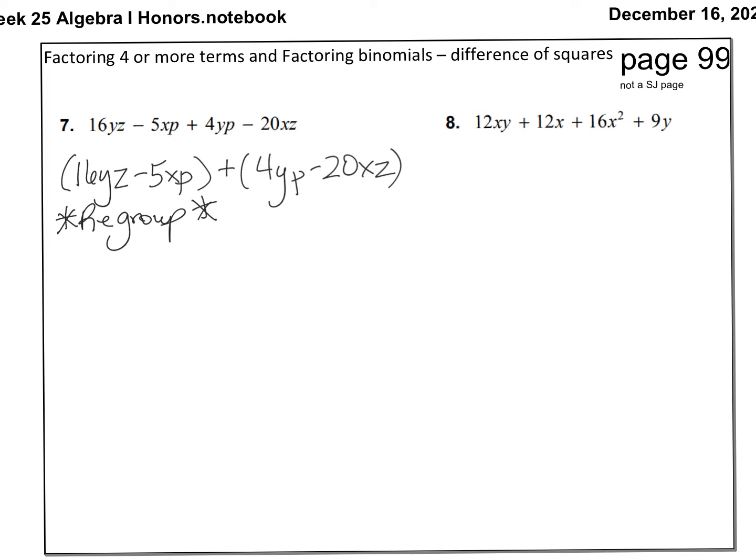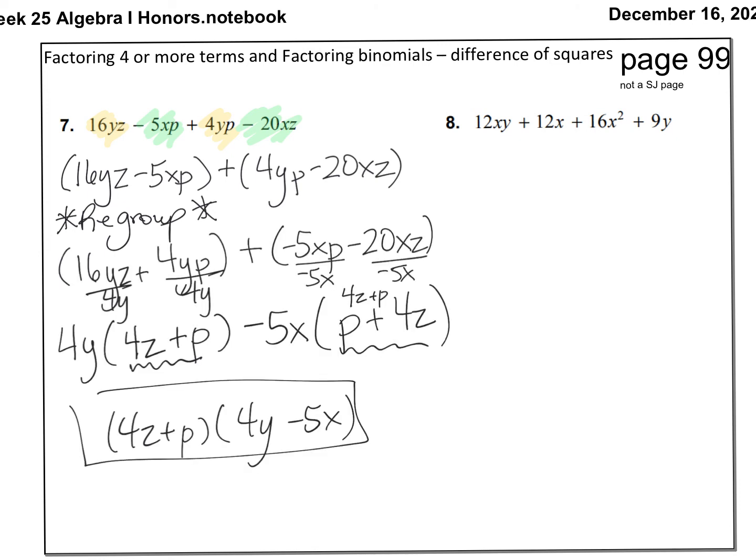This is one of those circumstances where you need to regroup. And you can choose how you want to regroup. You can put 16 and 4 together and 5 and 20 together. It's completely up to you. I think that I will put my 16 and my 4 together, and I'm going to put my negative 5xp and my negative 20xc together. Now I'll pause and continue the problem.